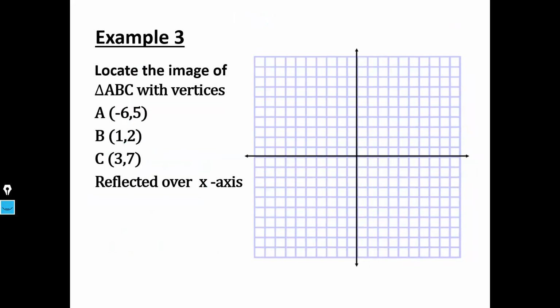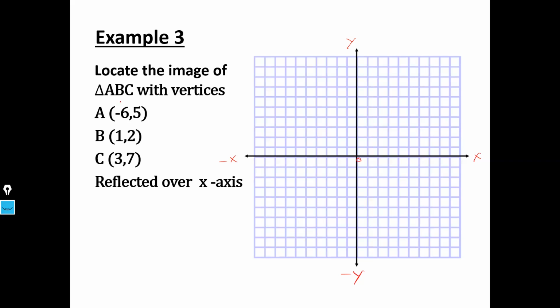Locate the image of ABC with vertices A (-6, 5), B (1, 2), and C (3, 7). First of all, we draw the pre-image. We see this one is the negative x-axis. This is the positive x-axis. This one is positive y, and the downward is negative y. Now we look, this is the origin. From here we count.